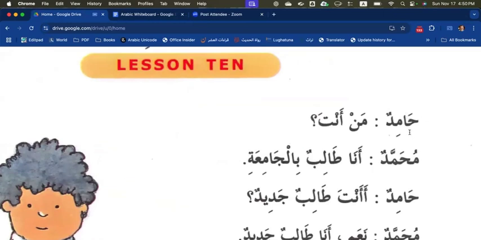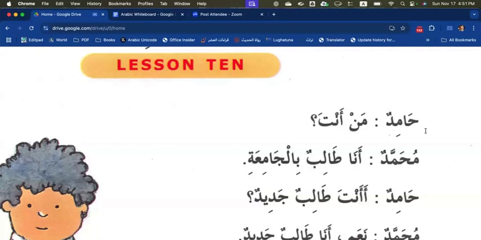Let's go ahead. Surya, why don't you read the first sentence for me and translate? Sure. Man anta. Where are you from? No, man means who. Man anta. Ana talibun bil jamia. But translate for me the man anta. How do you translate it? Who are you? Man anta, who are you? Right? Mavish, you want to read the next line?